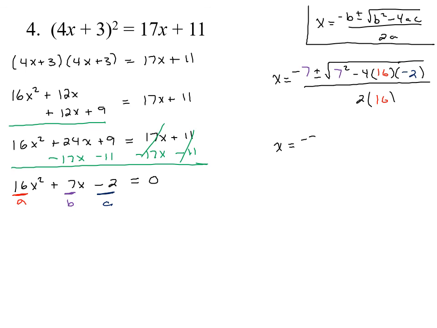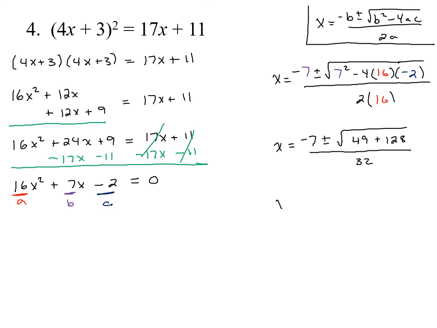This will leave me with a negative 7 plus or minus the square root of 49. And I don't know what that other part is, so we're going to go to the calculator for a moment and go 4 times 16 times 2 is 128, it looks like, unless I typed it in wrong. And 16 times 2 is 32. So then I just have to add the 128 to the 49.